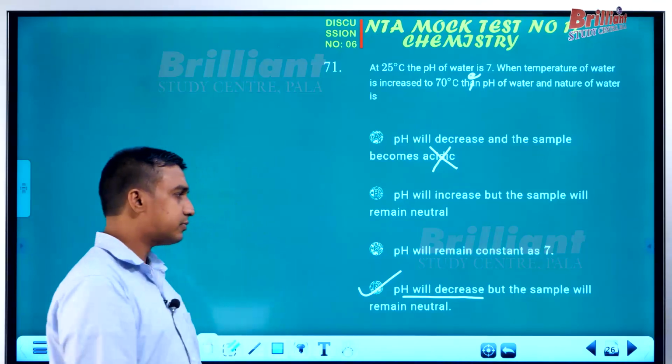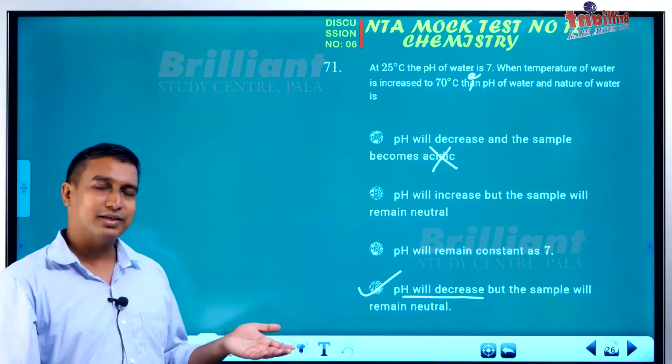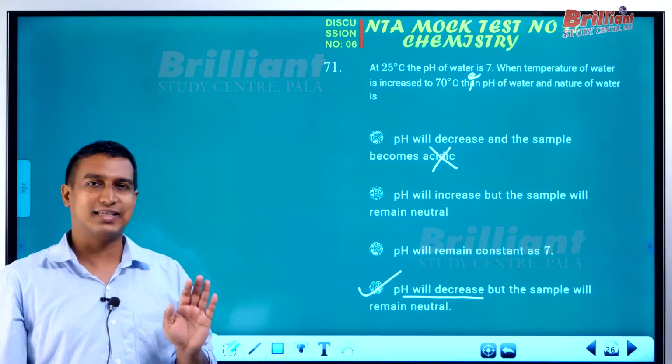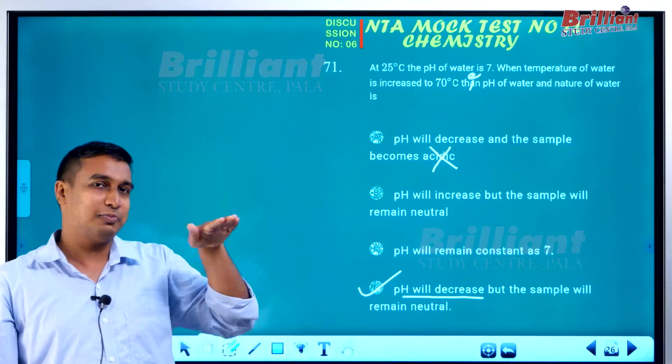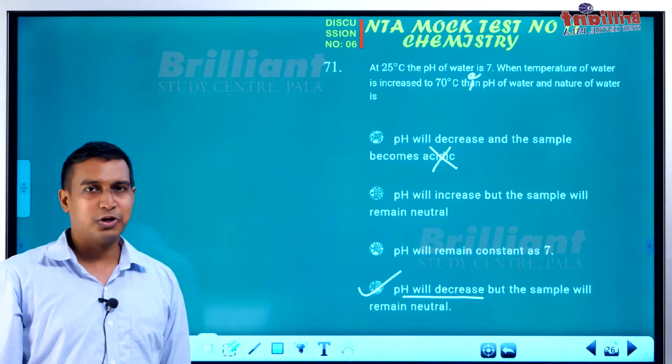Correct. I hope you got the idea. pH will decrease or pOH will also decrease. But H plus into OH minus will be a higher value like 10 power minus 10, 10 power minus 8, 10 power minus 6. I hope you got the idea.